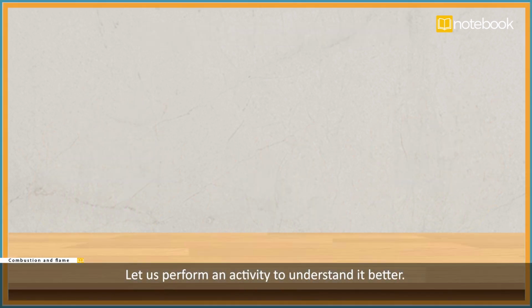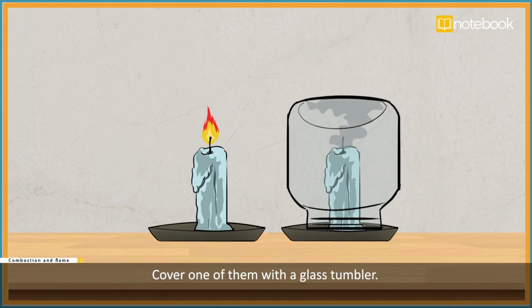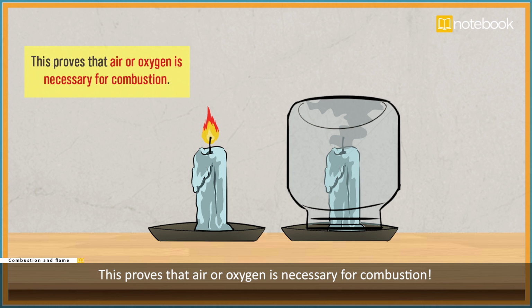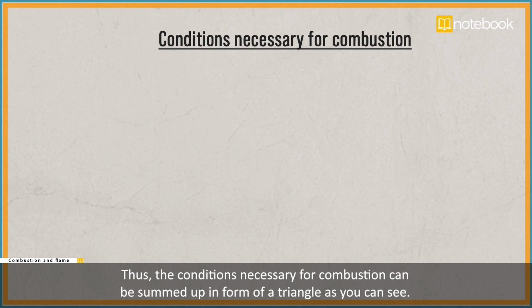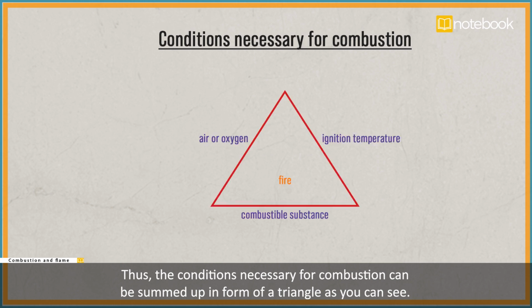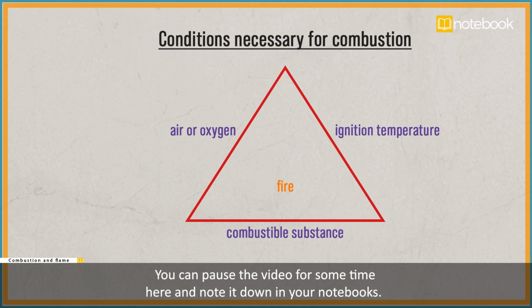Let us perform an activity to understand it better. Burn 2 candles and fix them on 2 plates. Cover one of them with a glass tumbler. Did it get extinguished if we do so? And the uncovered candle keeps on burning. This proves that air or oxygen is necessary for combustion. Thus, the conditions necessary for combustion can be summed up in form of a triangle, as you can see. You can pause the video for some time here and note it down in your notebooks.